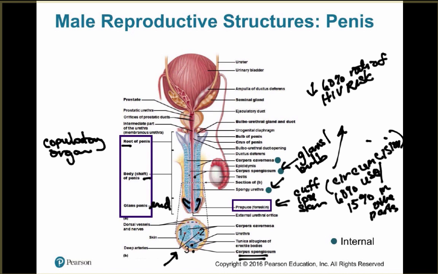Now, the corpora cavernosa is right here. You can also see this in this section here and this section down here, right? In 1 and 2. And these are basically paired dorsal, toward the back, erectile bodies. And so these are going to help with forming the erection. And basically what happens is erectile tissue fills with blood, causing the penis to enlarge and become very rigid.